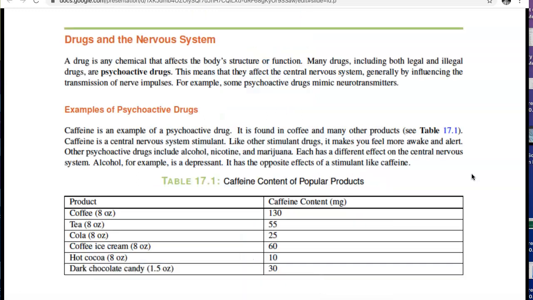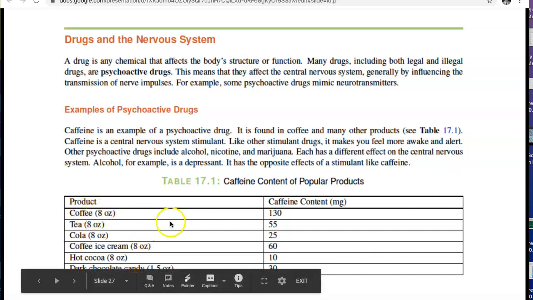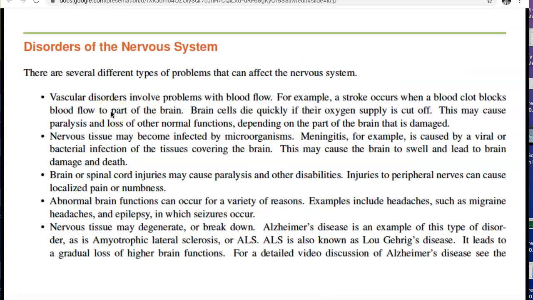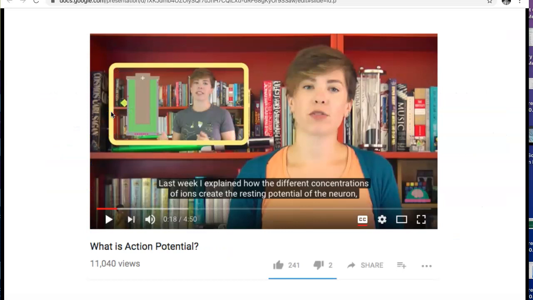Read about drugs in the nervous system and examples of psychoactive drugs: coffee, tea, cola, coffee ice cream, hot cocoa. Disorders of the nervous system. Make sure you read through this and be generally familiar with what causes those disorders.